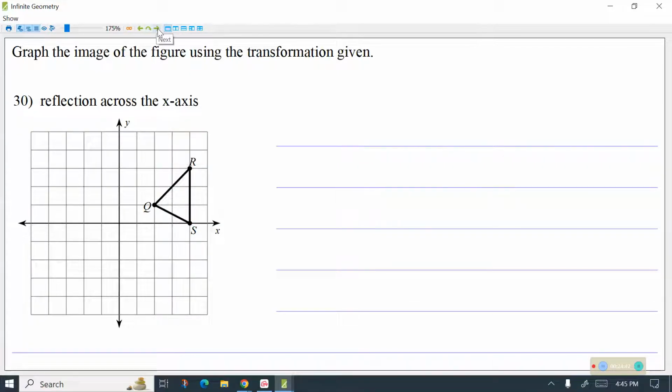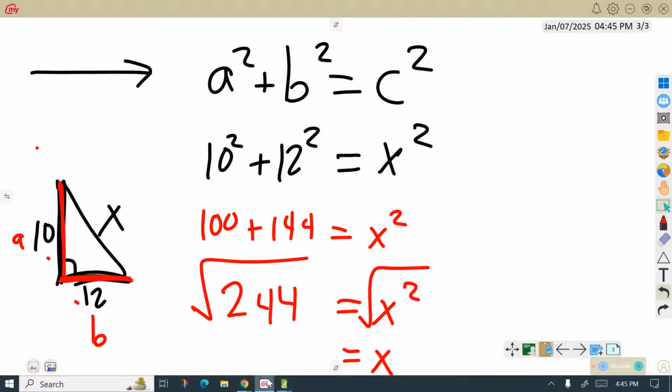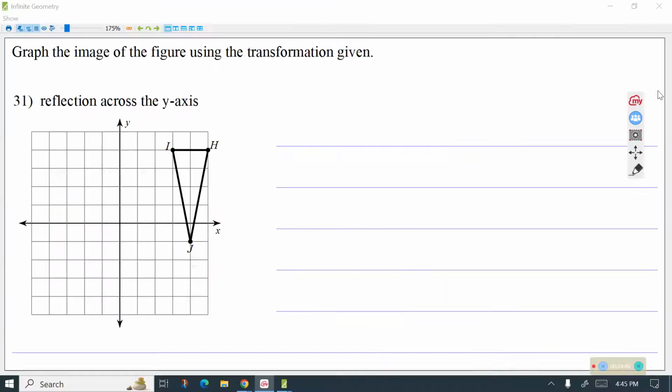All right, now let's do a reflection across the y-axis before we get to the harder problems. So in this case, again, underline the y-axis so that you're forcing your brain to read what you got to read and you're not just trying to get work done without thinking about it.